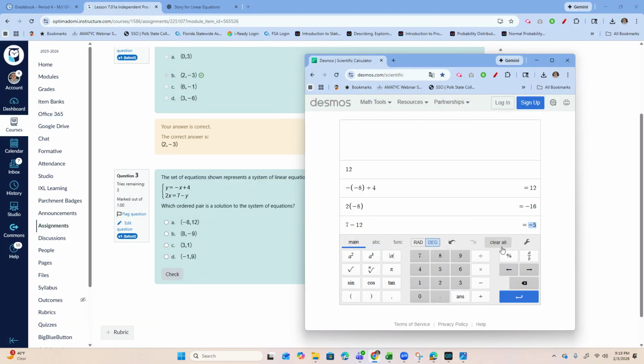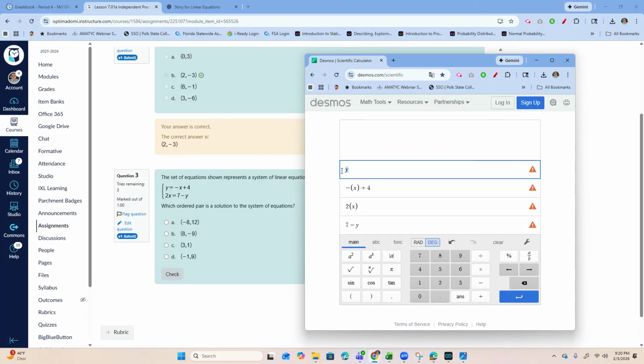Okay, so here we go again. Let me go back to what I did. Let me replace everything back to what I had. So the first two lines here are my first equation. My last two lines here are my second equation. Now I'm going to test the pair 8, negative 9.